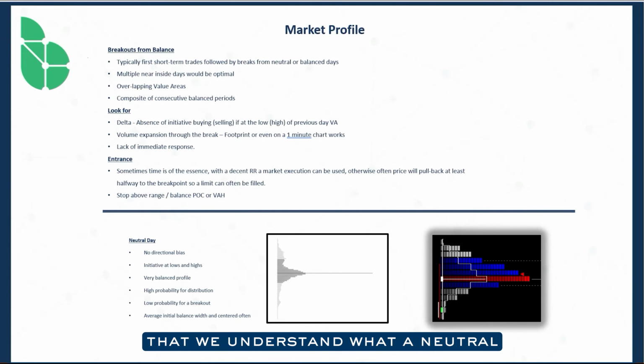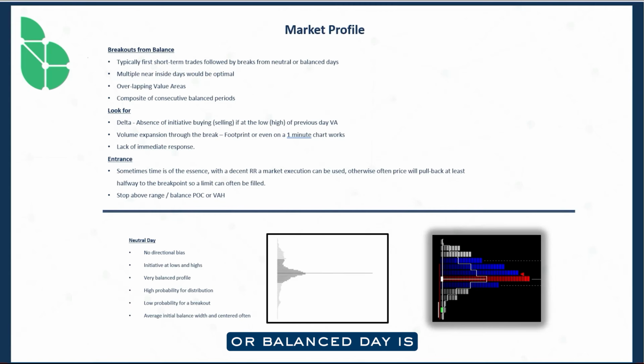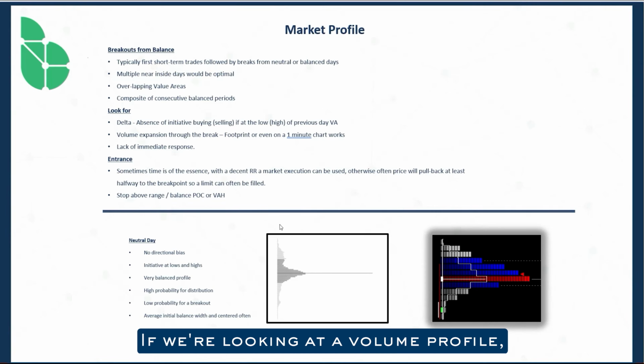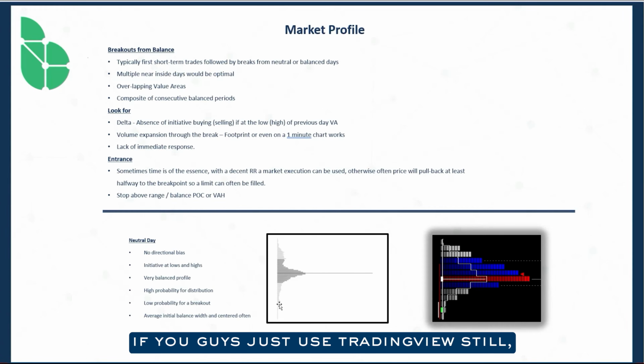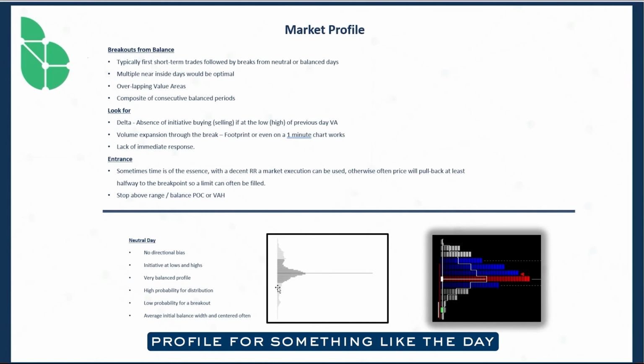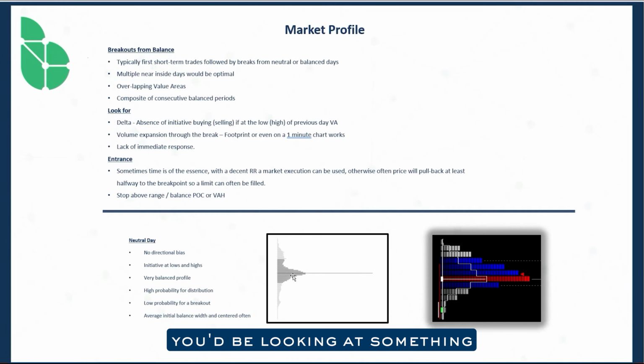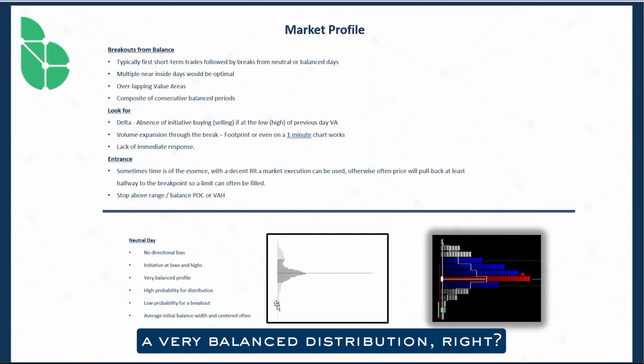So it's important again that we understand what a neutral or balanced day is. So a neutral day from a structural standpoint, you're looking at something like this. If we're looking at a volume profile, if you guys just use TradingView still, if you were to put on a session profile for something like the day, or if you were to take a composite over a series of days, or rather a fixed range, for example, you'd be looking at something that looks like a very balanced distribution, right?